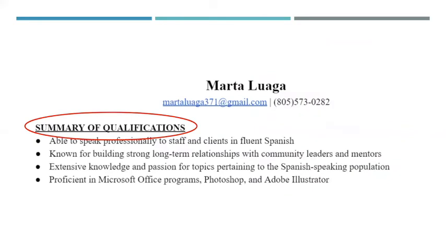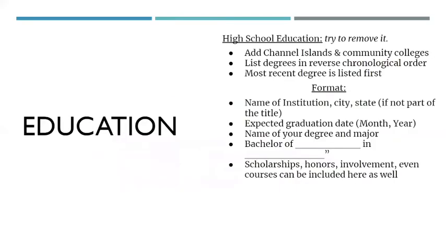Here's an example of a summary of qualifications. It goes right underneath the header. Next, moving right along to education, remember to include your degrees in reverse chronological order. So this means that you want to put the most recent one at the top. So if you went to community college, you can include that, but be sure to put California State University Channel Islands above it since you currently attend there.